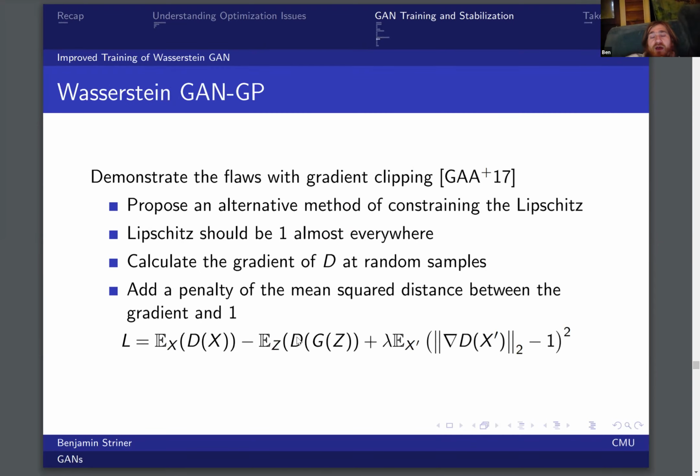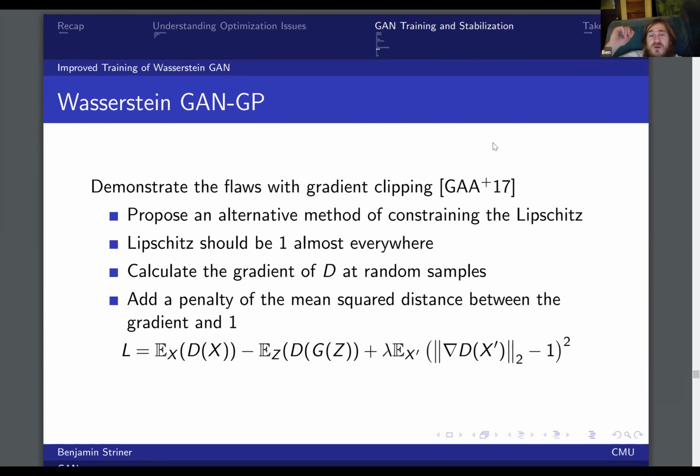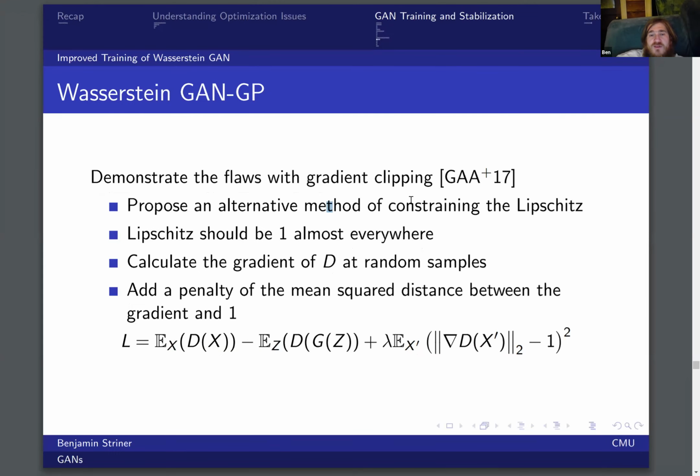So the updated paper, this is one I would actually recommend implementing. It seems to work really well. It's been very reliable when you're doing your training. And this is the Wasserstein GAN gradient penalty, as opposed to the other one we just saw, which is weight clipping. Weight clipping didn't work too well, but the gradient penalty seems effective.